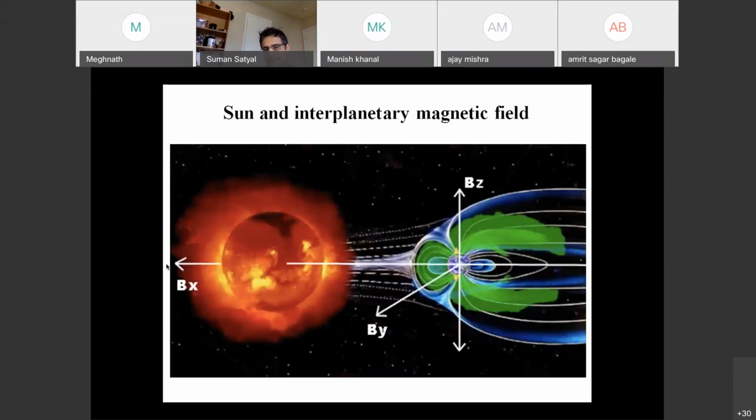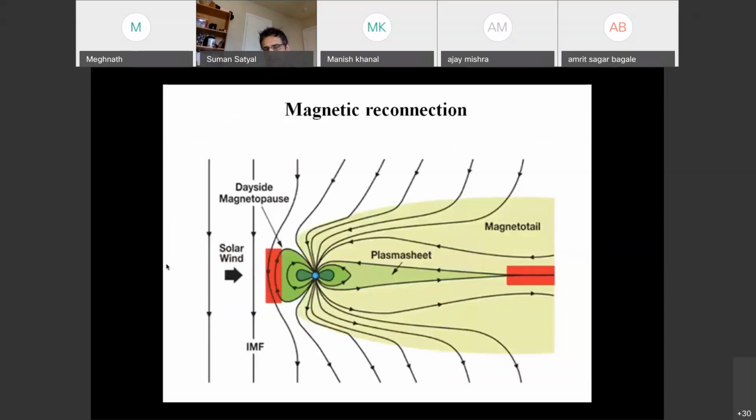And this picture shows the geomagnetic reconnection between the magnetic field of the interplanetary magnetic field, the Bz component, and the magnetic field of the geomagnet. The red regions show where there is reconnection on the night side and the day side. The left picture shows the day side, and the right picture shows the night side.